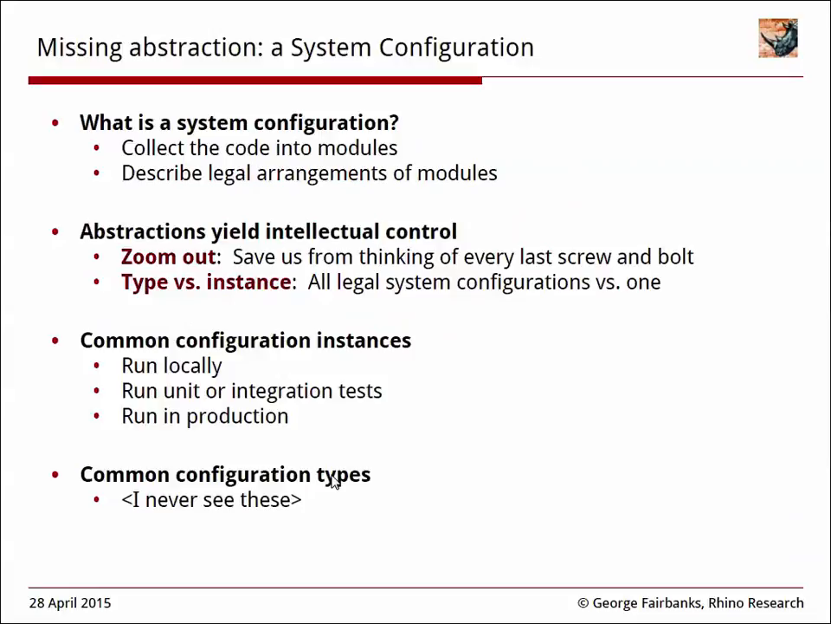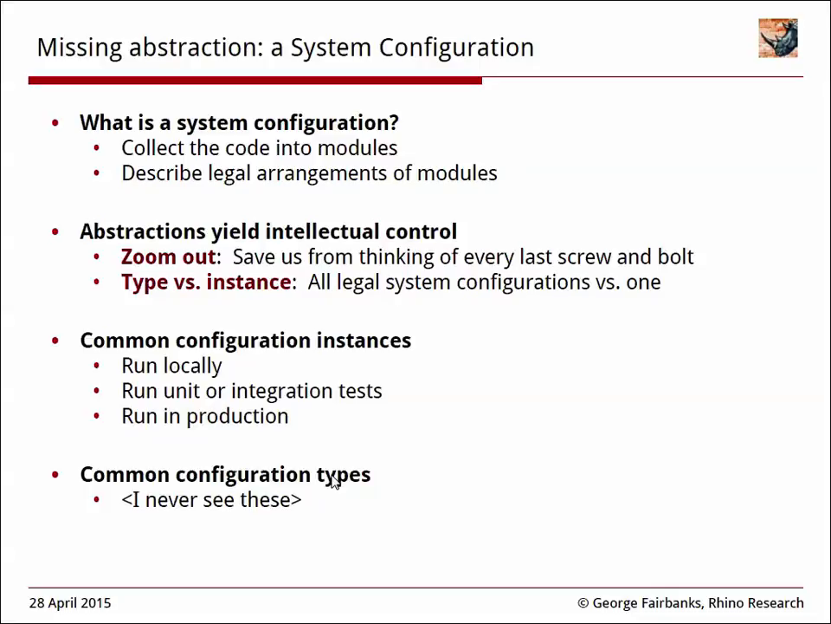So I'm going to argue that in most of the systems I've seen, there's a missing concept of a system configuration. I'm not claiming to have invented this or anything. I'm just saying that on most projects I see, we don't end up thinking about this explicitly. And in order to say that you've got a configuration, you've got to be able to group the code into modules and then describe the legal arrangements of modules, much like I did with that simple photocopier example a minute ago.